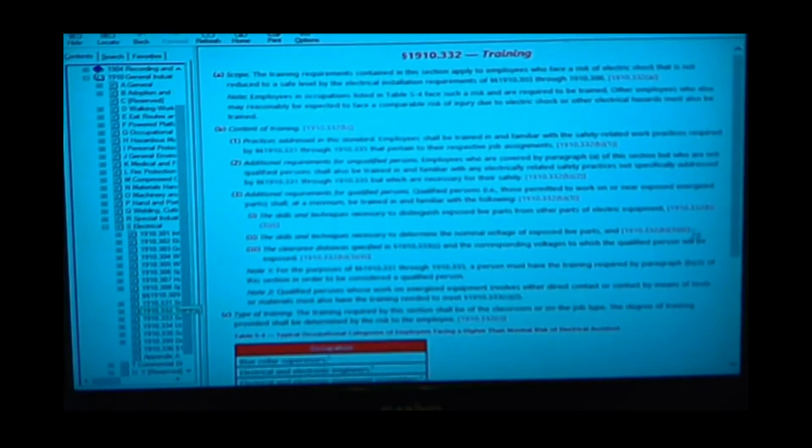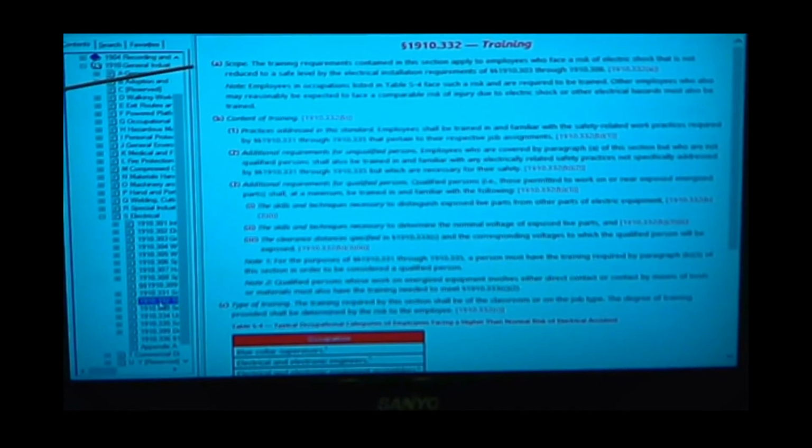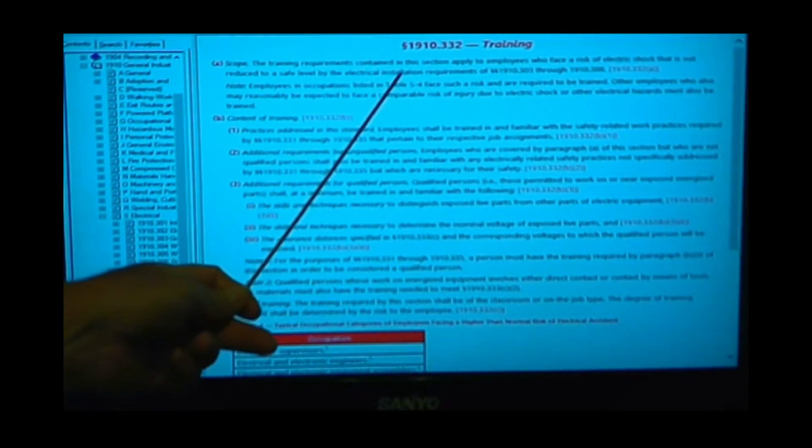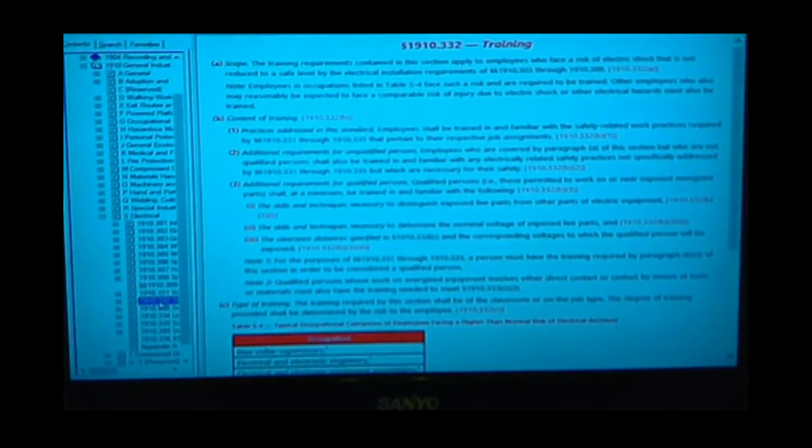1910.332 goes into training. Training requirements contained in this section apply to employees who face a risk of shock that is not reduced to a safe level by the electrical installation requirements of 1910.303 to 308. Right here it's referring to installation requirements. These sections are referring to this section of OSHA, which is interpreted by the National Electrical Code. So they simplify it. If the area you work in complies with NEC, it's considered safe. If the area you work in does not comply with NEC, it is considered unsafe.